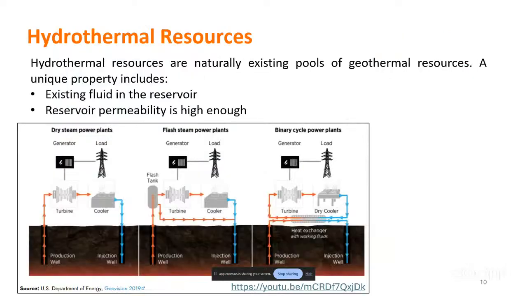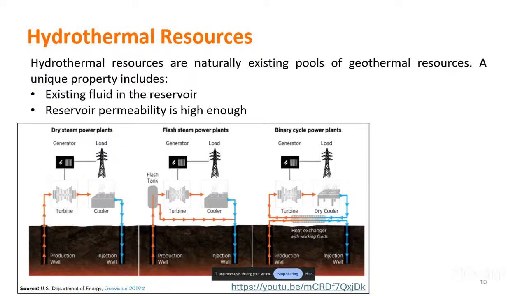Now, for this one, think about an oil and gas reservoir, but it's filled completely with hot water. It's not as deep, but it's filled with hot water, and you can drill in. The reservoir pressure is favorable. You can produce that hot water to the surface, use it as power generation fluid in a turbine, and then recycle the cool water back into the reservoir. The reservoir permeability is high enough. Everything is favorable, so you just need to drill and produce.